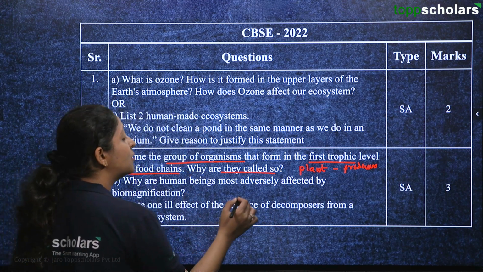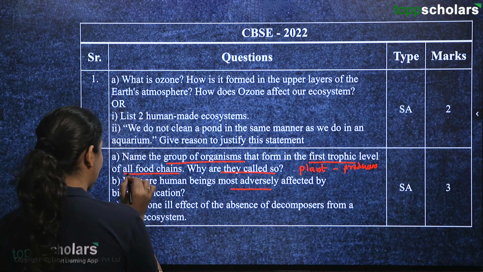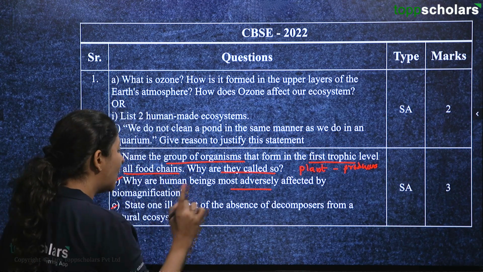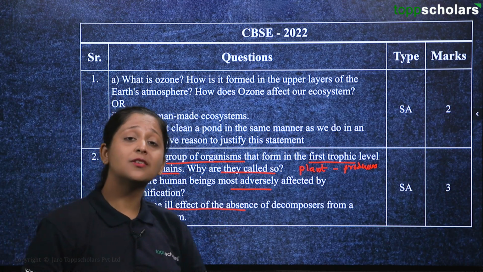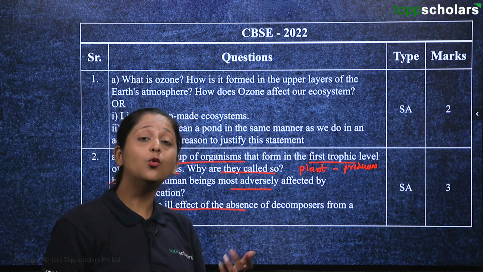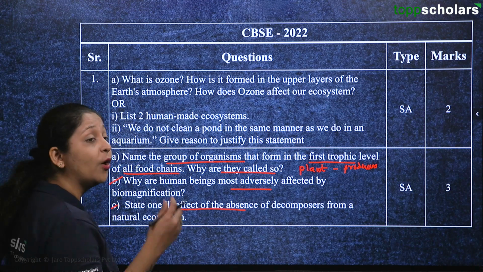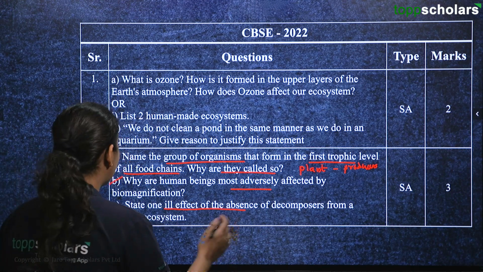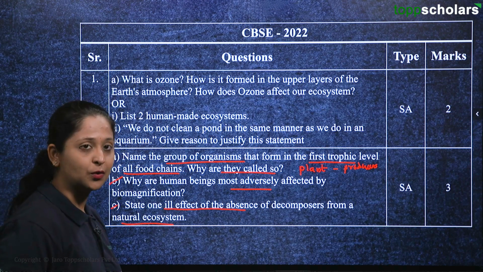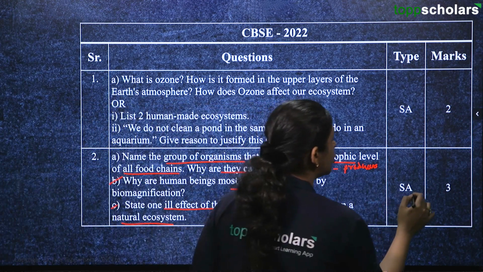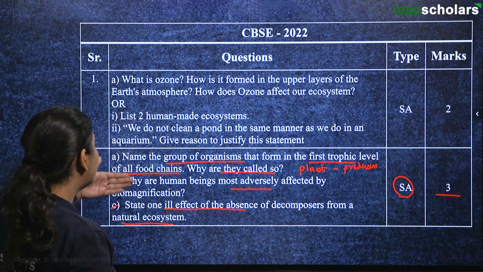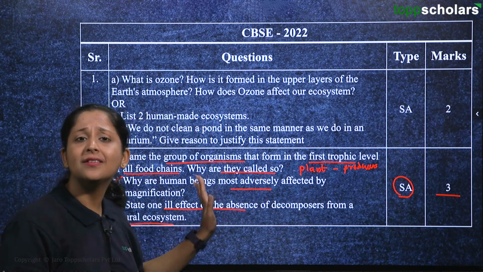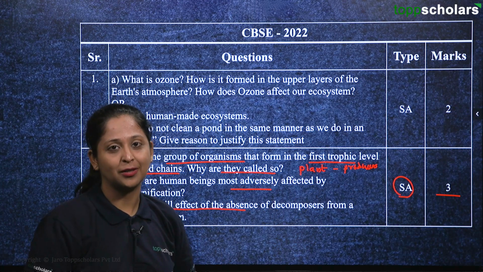Why are human beings most adversely affected by biomagnification? And state one ill effect of absence of decomposers. If decomposers are not there in the ecosystem, who will decompose the waste material from a natural ecosystem? Correct? So here this is a short answer type question children, giving you 3 marks. 3 individual questions, if you write one statement for each, you will be able to score marks for that.